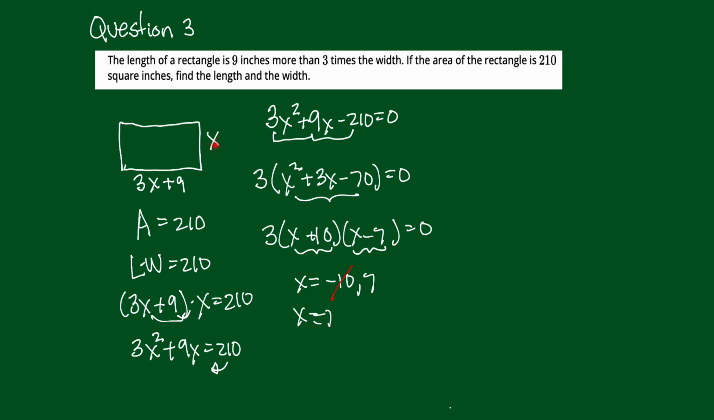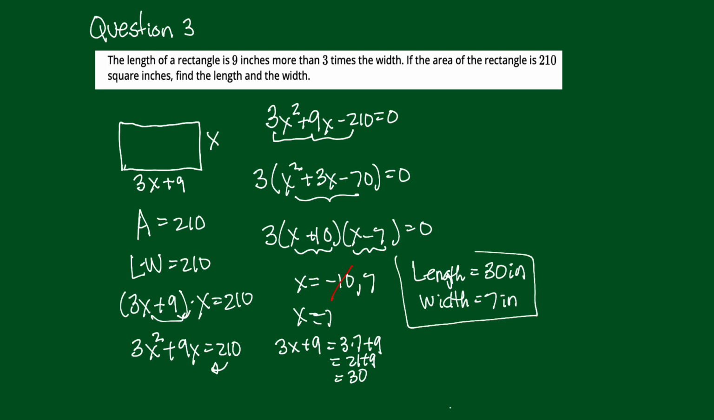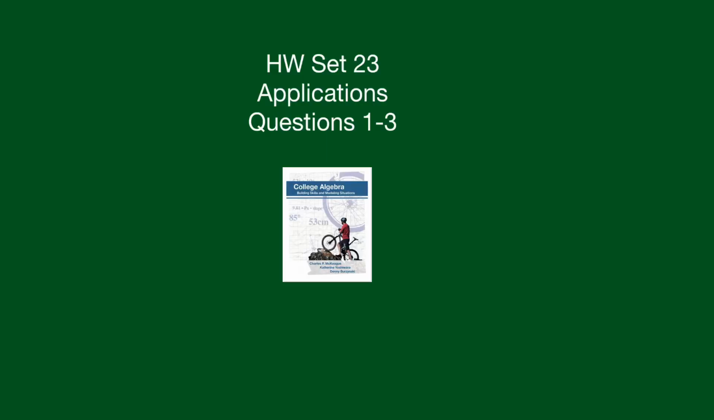But now here's what you do. X is 7. So you go back here. That's 7. And then what is this? All right, so I'm going to do each one here. So x is 7. So what is 3x plus 9? That's going to be 3 times 7 plus 9. 21 plus 9. That's 30. All right, so the length is 30, and what do we have? Inches. 30 inches, and the width, that is 7 inches. There we go. That closes out the first 3 questions on our homework set 23 on applications.